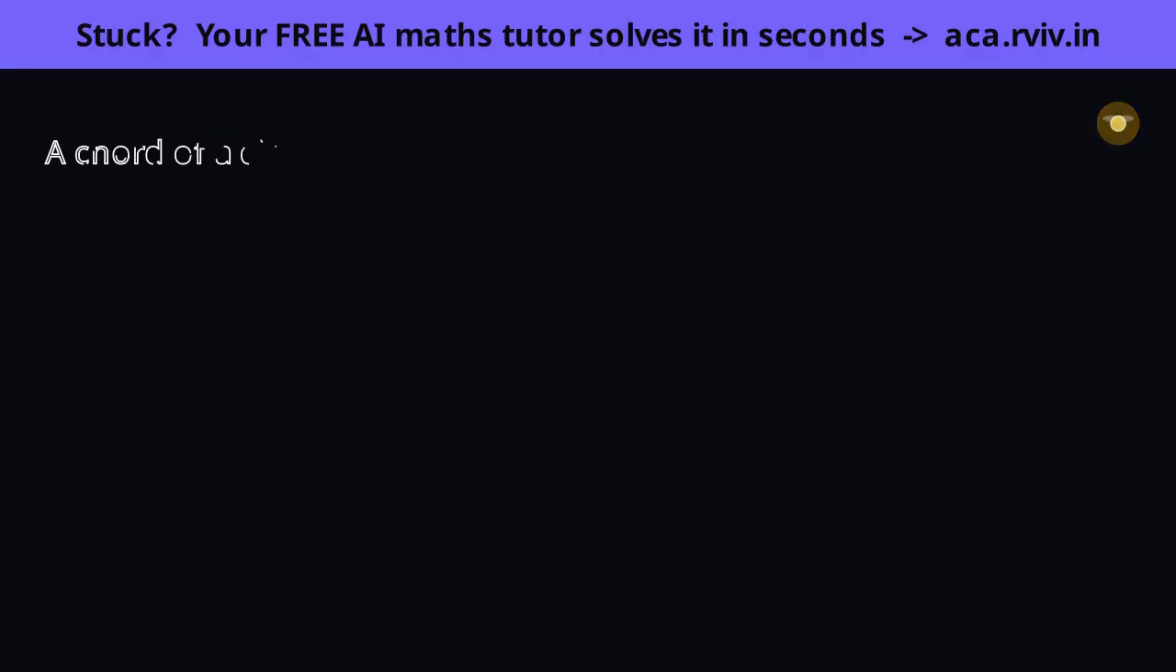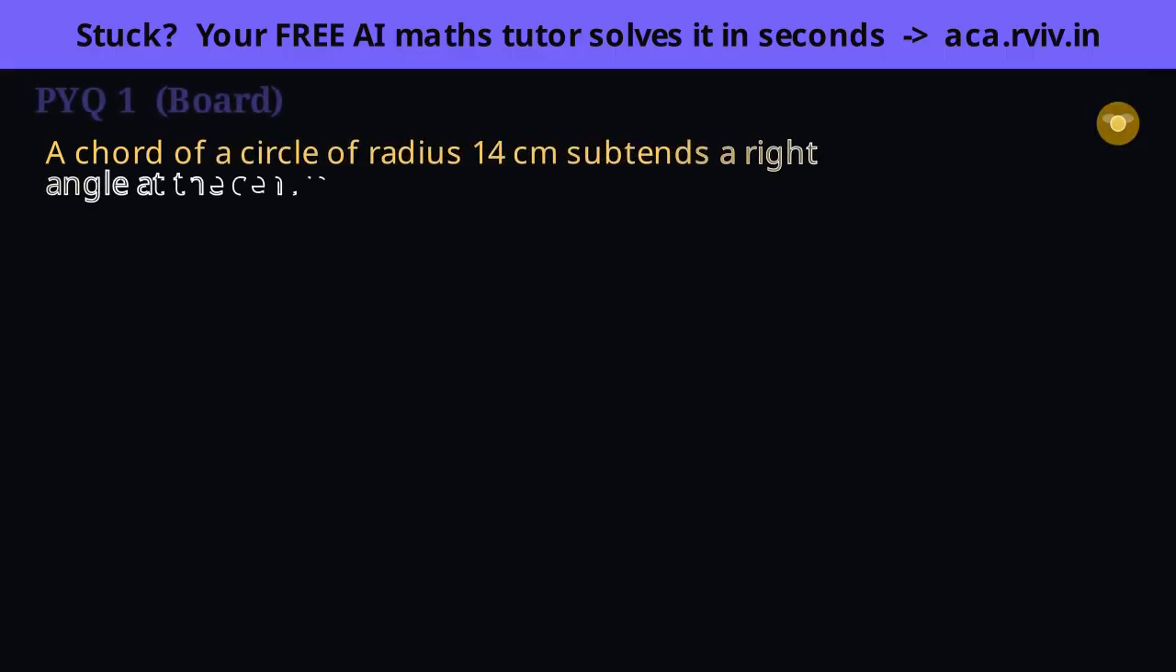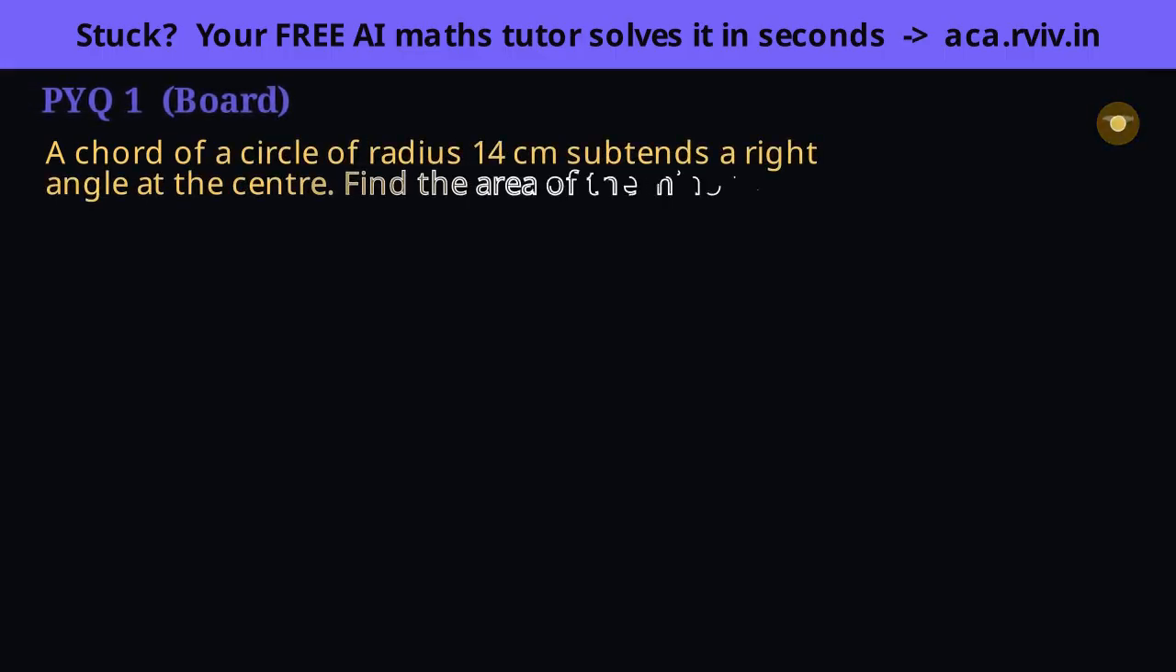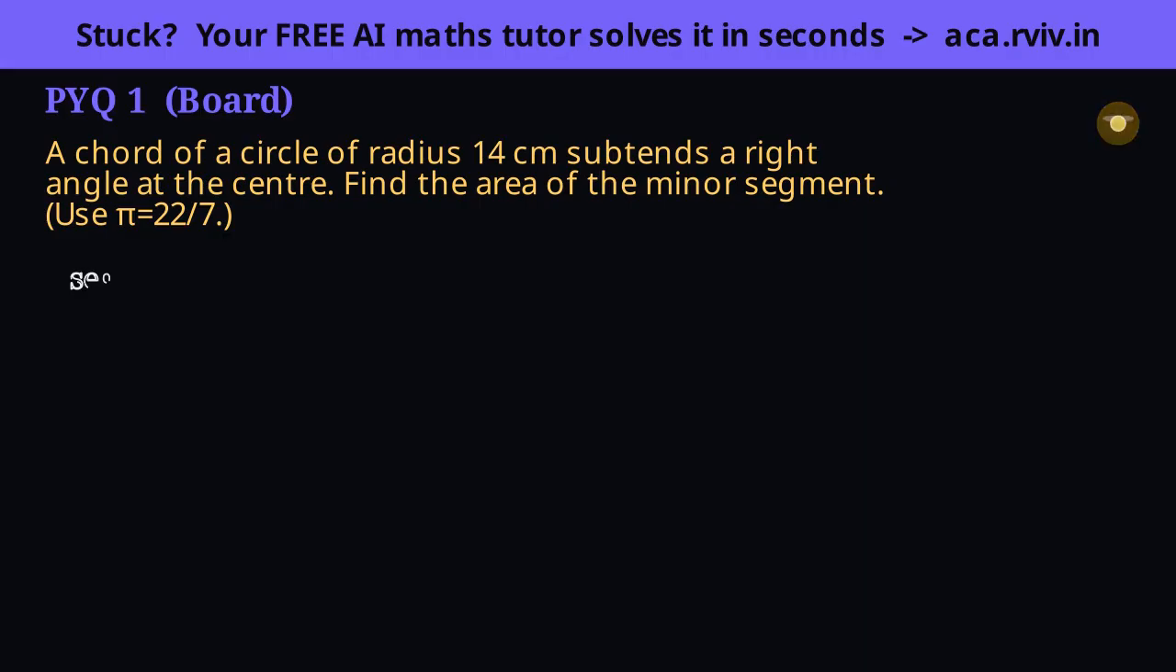A board favorite, and the phrase "right angle at the center" is the gift again. It turns the inner triangle into a clean right triangle whose legs are the radii. The minor segment is the curved cap, so as always it's sector minus triangle. What makes this friendly is the 90-degree angle. The two radii meet at a right angle, so the triangle inside is right-angled. Let's build the two pieces.